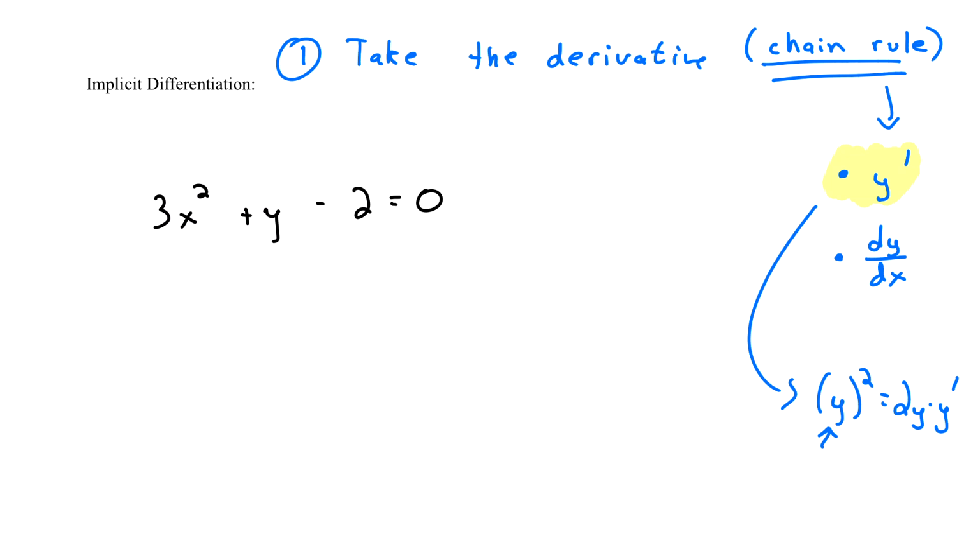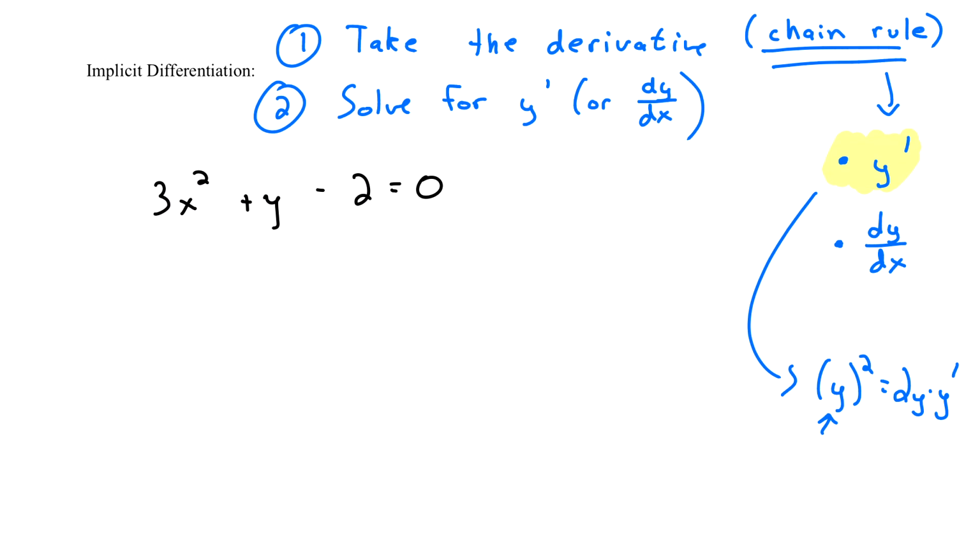So we'll start by taking the derivative, and then once we have our derivative, our second step is to solve for y prime or dy over dx, again depending on your preferred derivative notation. So we take the derivative first, and then we're actually going to have to solve for that derivative. If I'm working with a relatively simple function like I was last time, 3x squared plus y minus 2 is equal to 0, I'm just going to start by taking the derivative of this function.